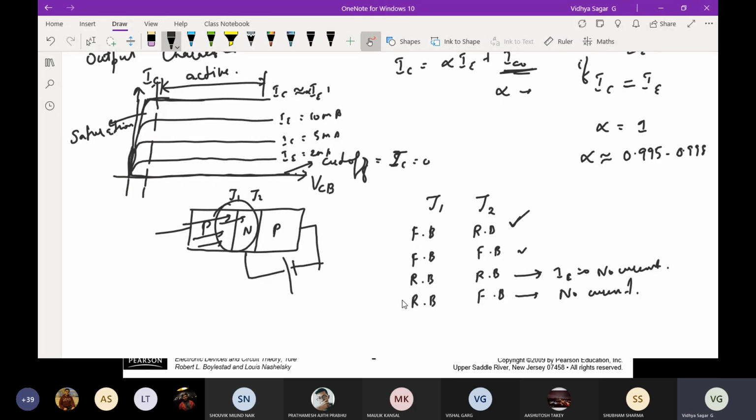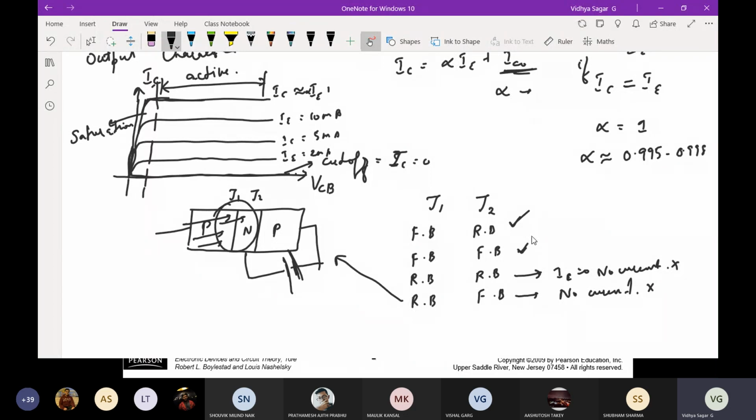Clear? So in this case, what I'm trying to define: junction J1 is reverse biased. Sorry, this is forward bias. There are no charge carriers given. So there is no point in discussing it at all. Why? Because the current flows only in this direction. Am I right? There is no path for the current to flow in this region at all. So there is no possibility. Clear? This point is also negligible and not considered. So this one I've considered.